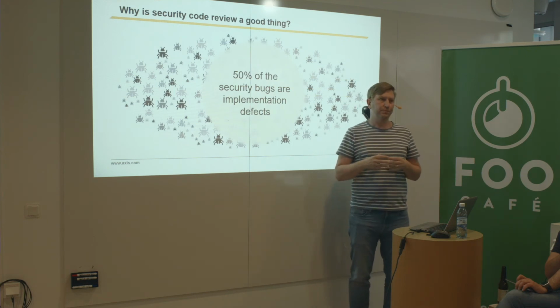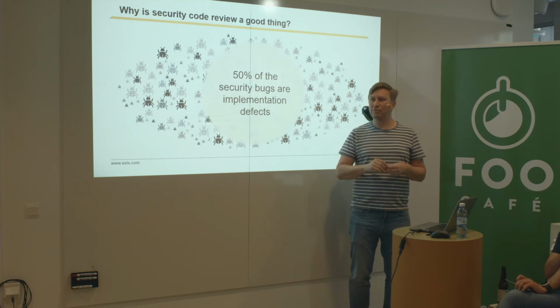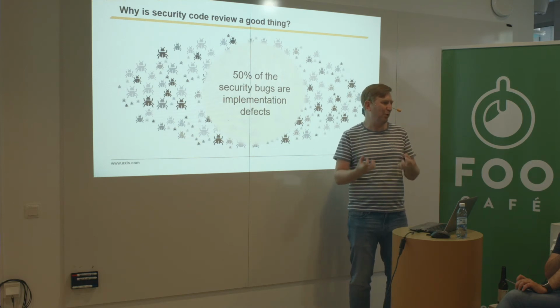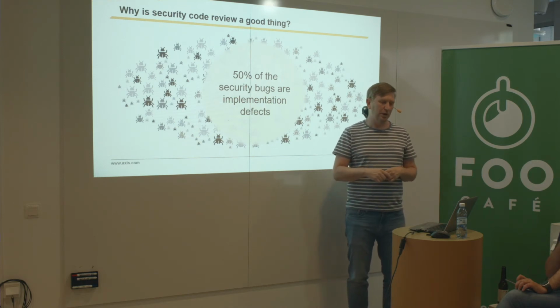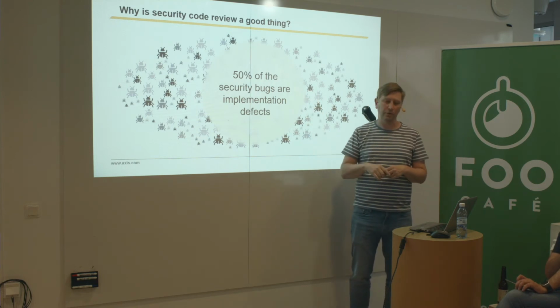Code review. So why should we do code review from a security perspective? First of all, at least half of the problems we have derive from the way you have implemented things. They're not architectural problems, they're just programming mistakes. So there's a lot of stuff to be found using code review.